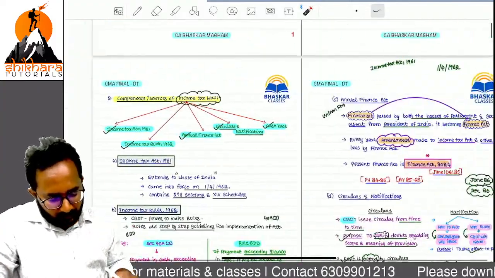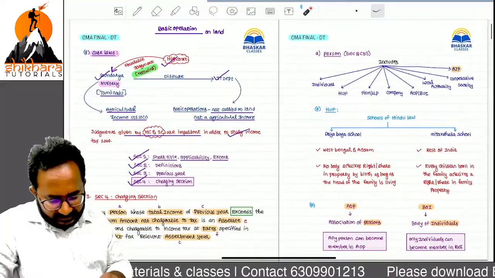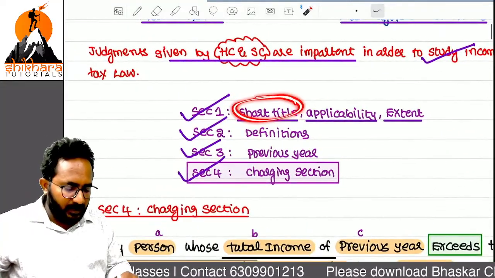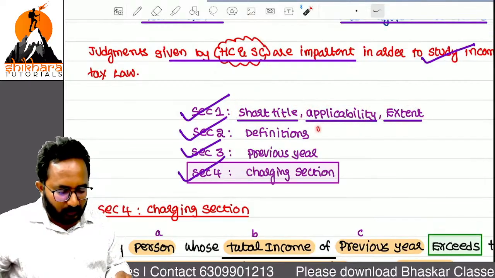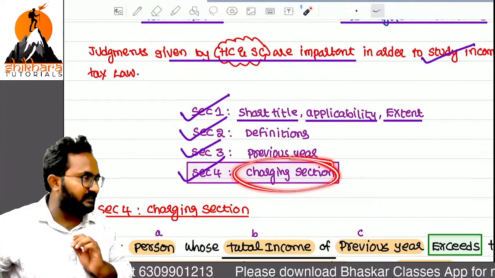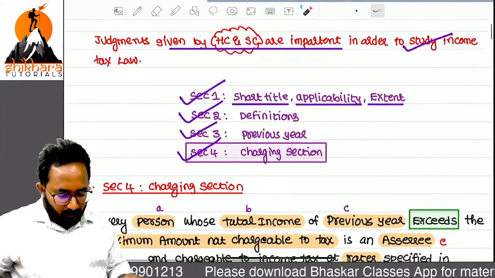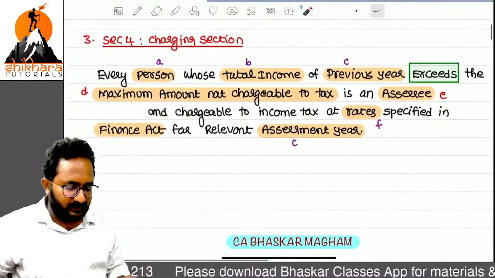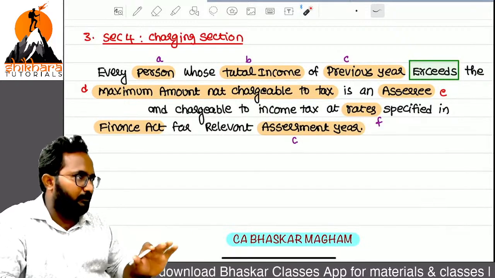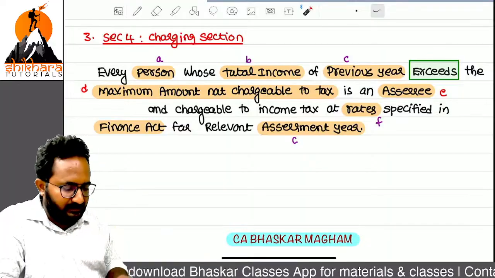Next, I think we already discussed some section numbers. Section 1, short title, applicability, extent. Section 2, definitions. Section 3, previous year. Section 4, charging section. Now we can discuss the charging section. Today we can complete this charging section alone. It is a very important discussion in this entire chapter. Listen carefully.